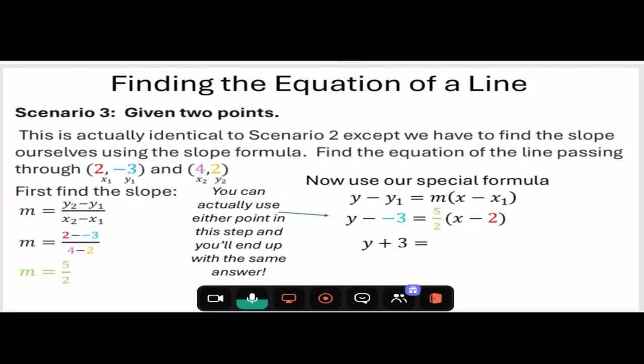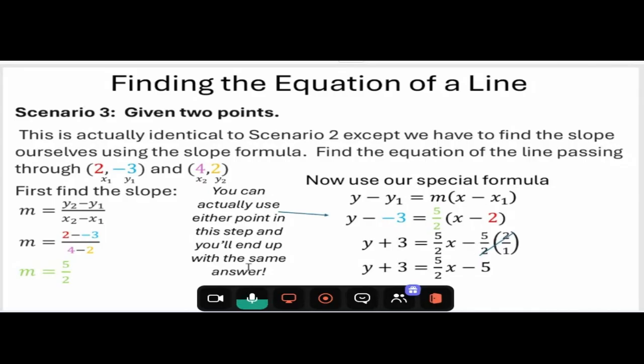So y minus negative 3 becomes y plus 3. 5 over 2 multiplies through the bracket, getting 5 over 2 times x, and 5 over 2 times 2, which I'm going to make 2 over 1, right? And the 2's cancel. That's nice. So y plus 3 on the left equals 5 over 2 x minus, this just becomes 5.